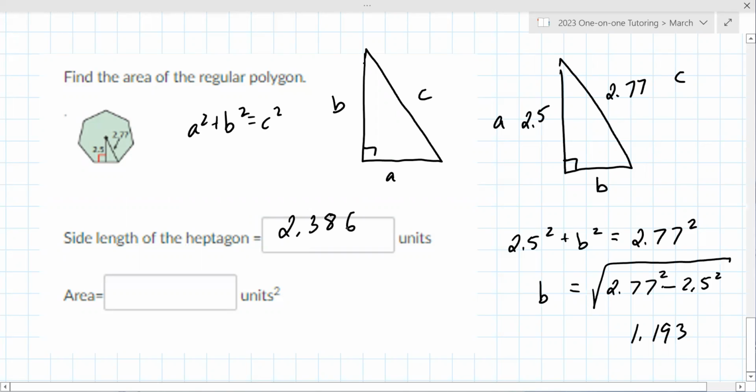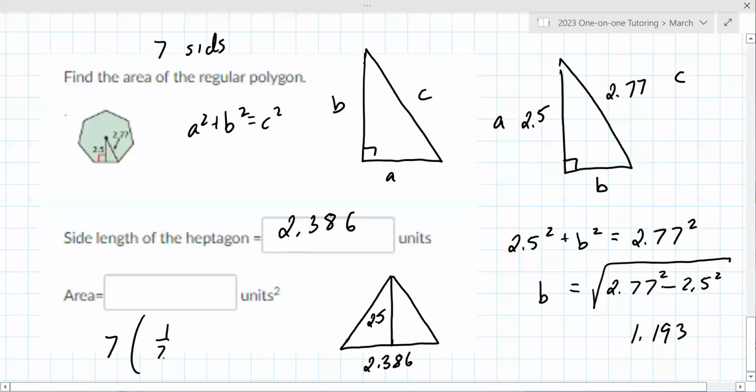To find the area of the polygon, I mentioned it's got 7 sides. You have to find the area of one triangle and then multiply by 7. So the base is 2.386. The height is 2.5, but there's 7 of them. So it's 7 times 1/2 base times height, 2.386 times the height, 2.5, like that.